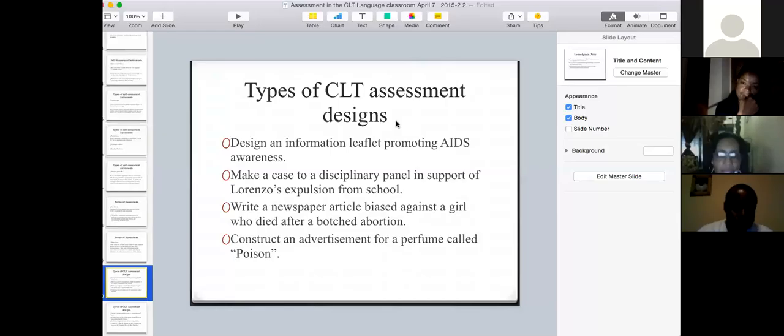Why I'm saying this is because it looks simple when you give that, doesn't it? It looks like a very simple thing to do, construct an advertisement for a perfume called Poison. But very often we don't equip them with what is needed to construct that advertisement. We just think it's a really cool thing to do. Children love doing advertisements. It's colorful and gets them all excited. But we have to also equip them. Is there anything else they would need to know?